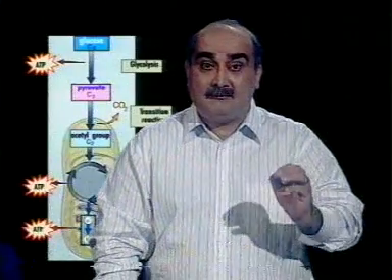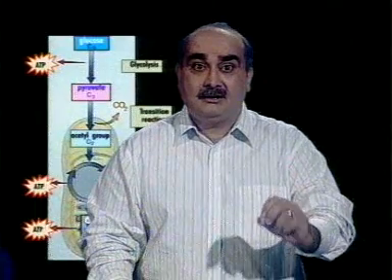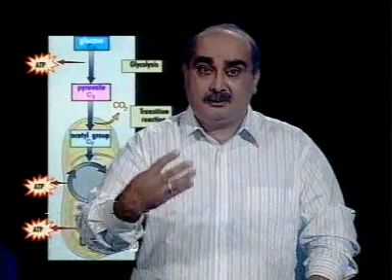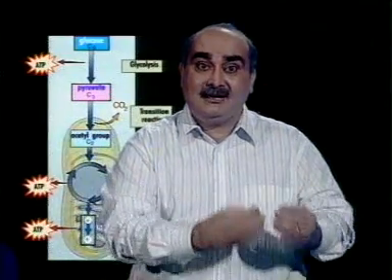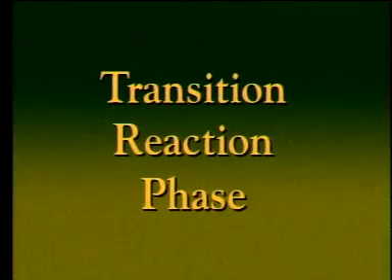I hope that you remember that since two ATP molecules were required to start the initial activation of glucose molecules, and now four have been produced, therefore the net gain of glycolysis is two ATP molecules. And the last step of glycolysis yields these two molecules of pyruvic acid, or pyruvate.